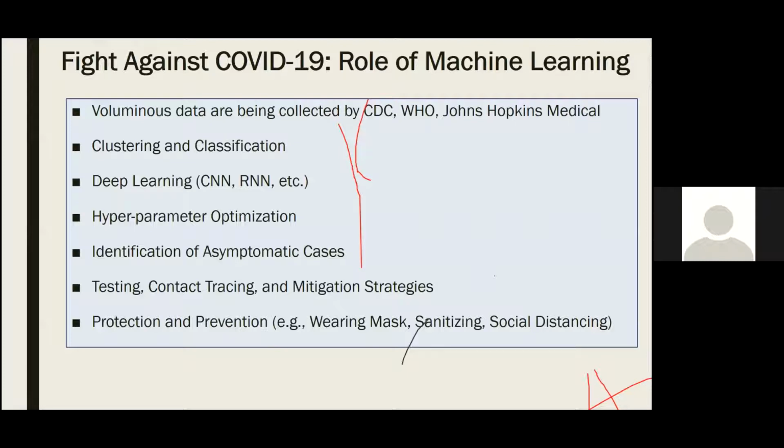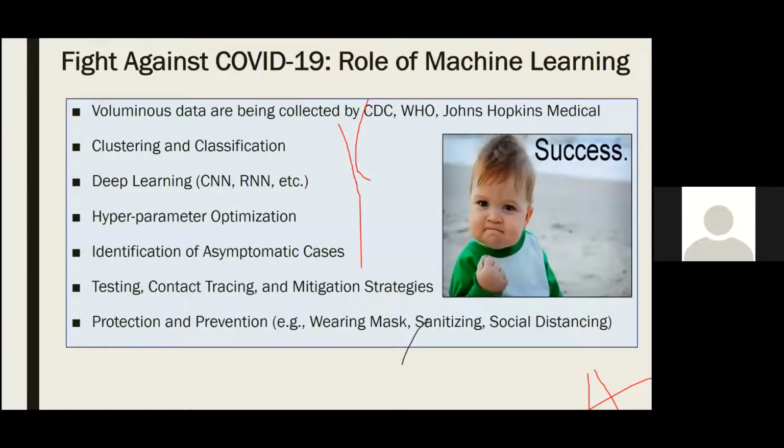So these are the things that one can actually look into from a machine learning perspective, and I'm sure that many of the other speakers in subsequent talks will talk about many of them. So this is the fight. Basically, we're talking about fighting against COVID-19.